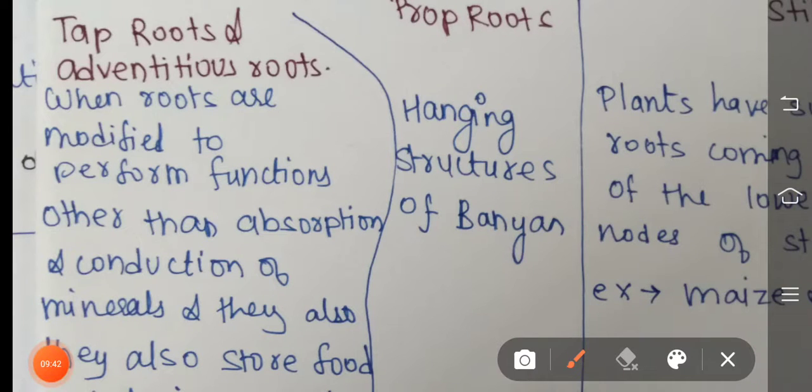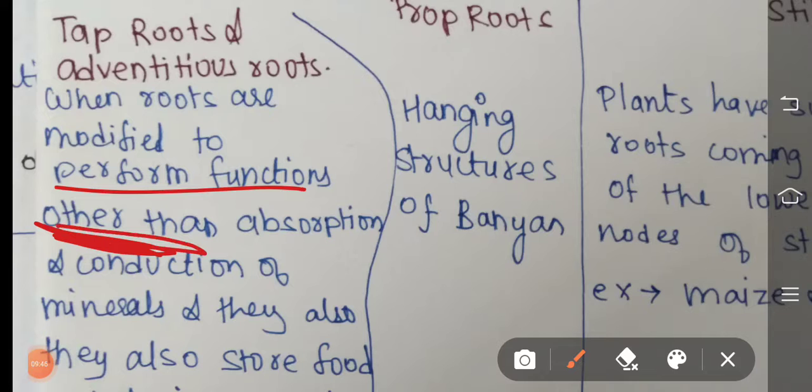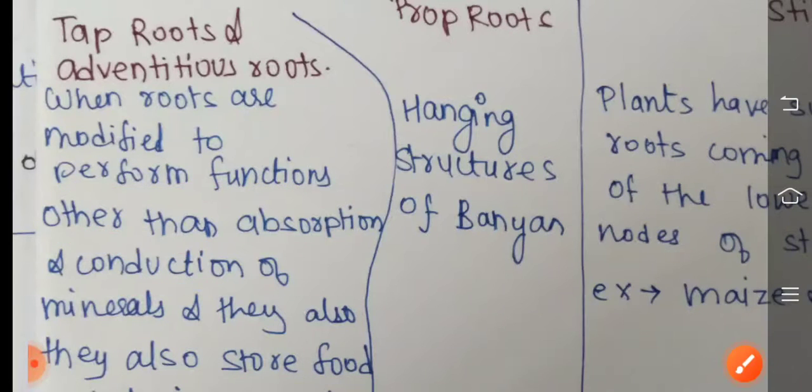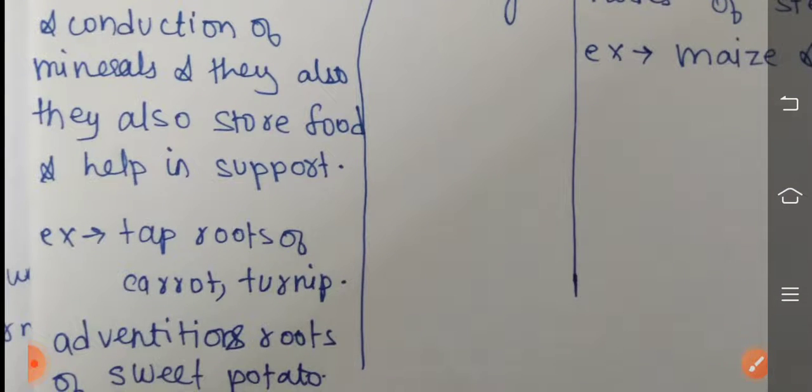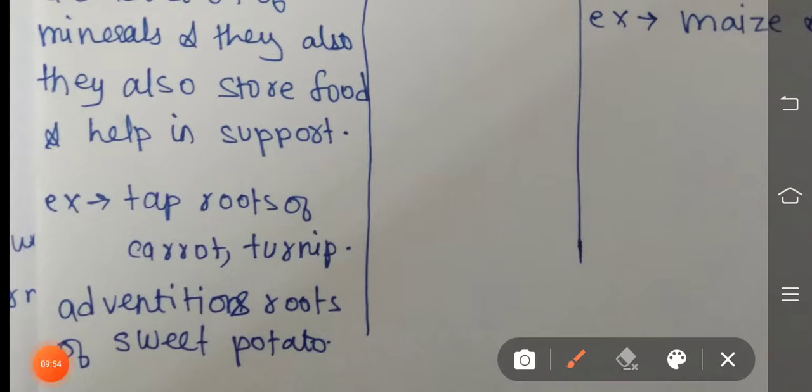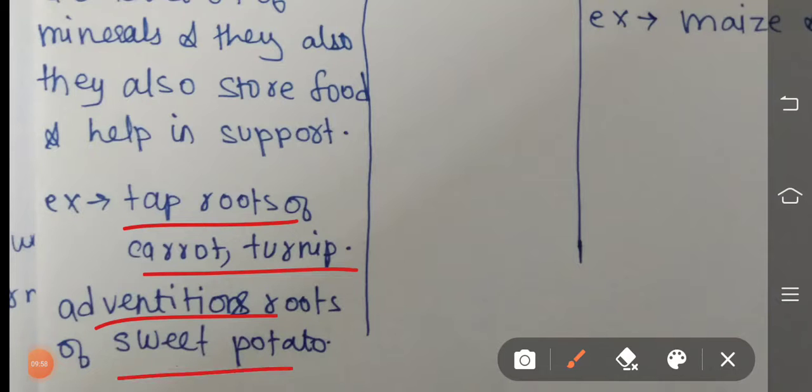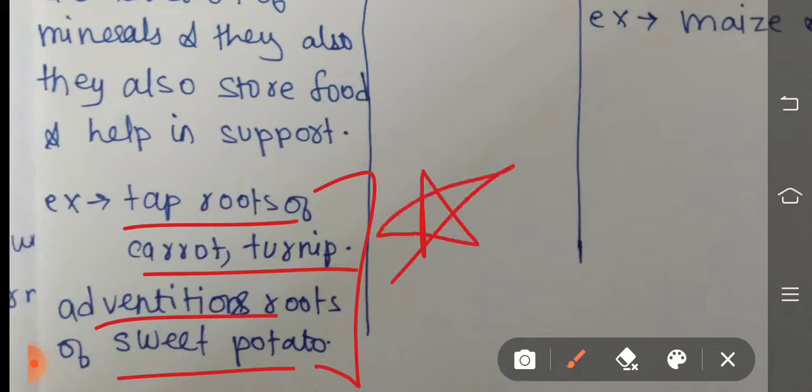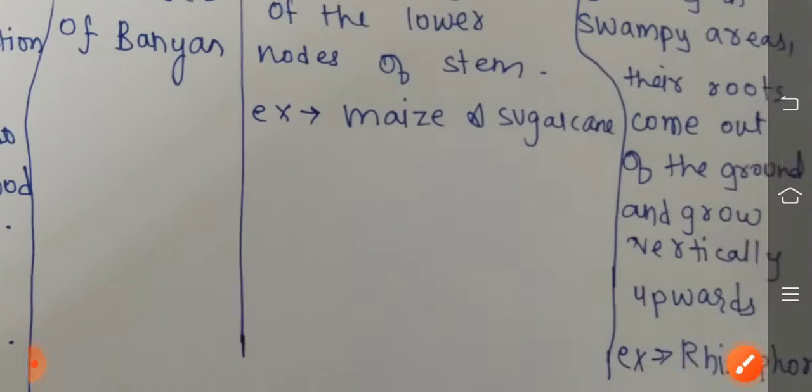When the roots are modified to perform functions other than absorption and conduction, they also store food, and they also help in support. So that is the taproot of carrot and turnip, and the adventitious root of sweet potato. These examples are way too important. Okay, taproot of carrot and turnip, adventitious root of sweet potato.